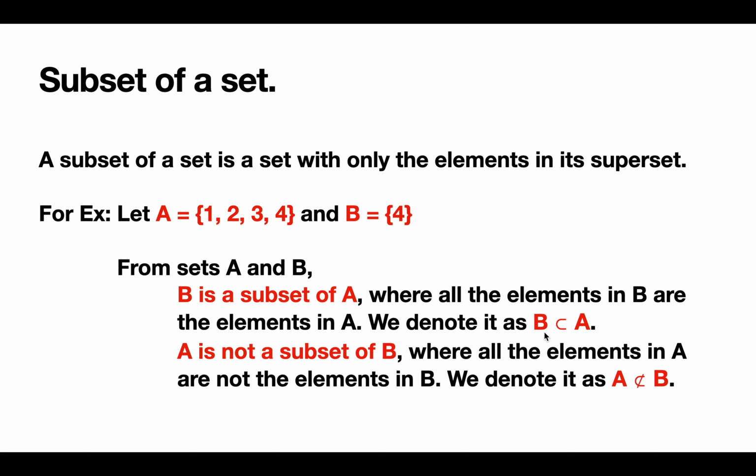Similarly, B is a subset, so I mentioned B is a subset of A, but A is not a subset of B. As well as I mentioned what is a superset. For B, A is a superset actually. For A, B is a subset, while for B, A is a superset. I hope you understand what it means. It is just vice versa of subset.